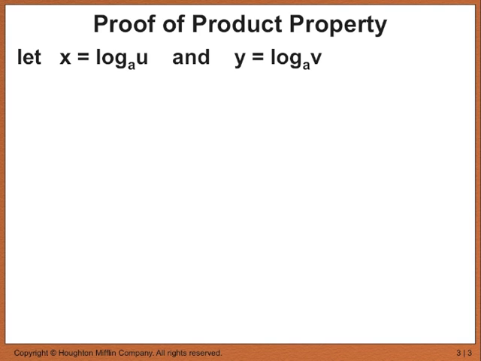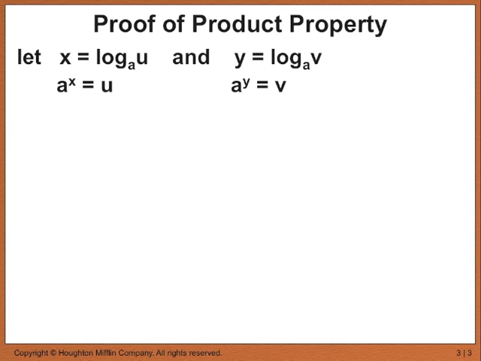Let's say that we set x equal to log base a of u and y equal to log base a of v. You can always do that. You can always define a variable. We're just defining a variable, x as log base a of u and y as log base a of v. Now, if these definitions are valid, then a to the x equals u and a to the y equals v.